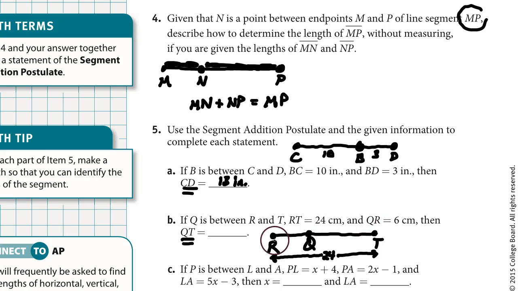So that entire distance all the way across, I'm going to label 24. QR is 6. So between R and Q, label 6. How far is QT? If the entire distance is 24 and this short piece is 6, 6 plus what missing number makes 24? And we can find out that that has to be 18 centimeters.